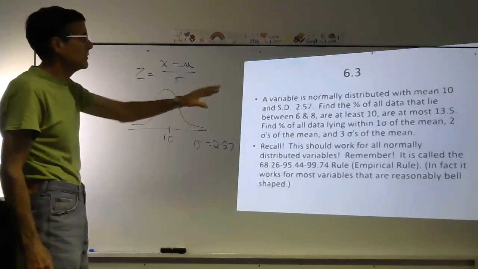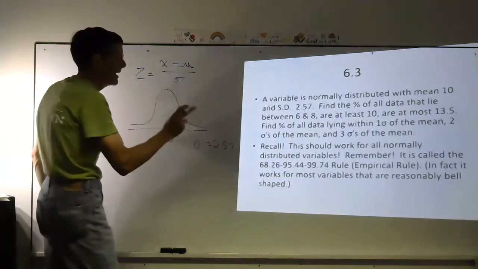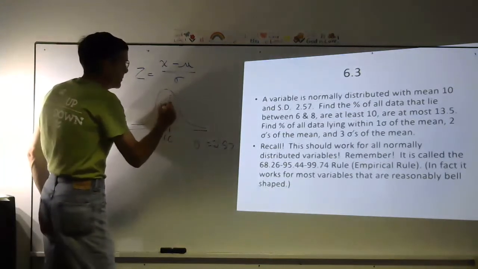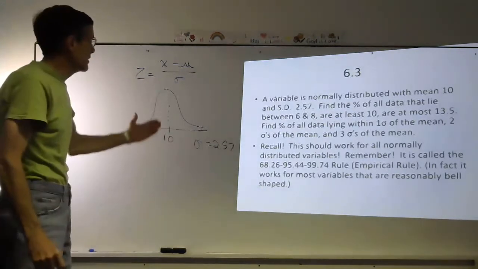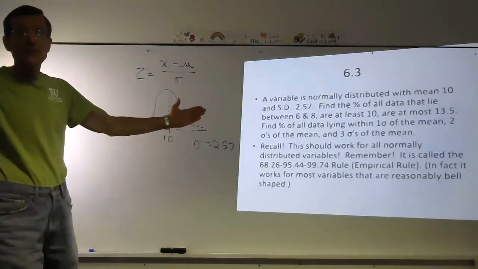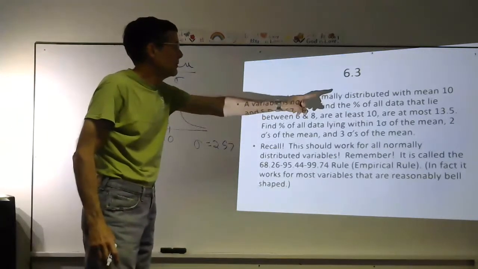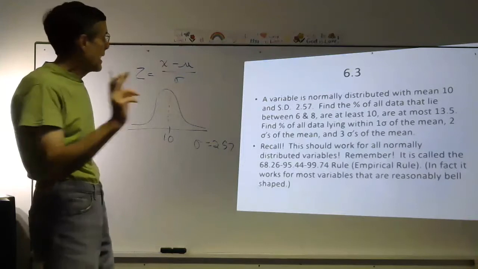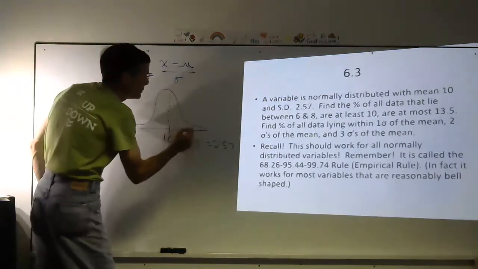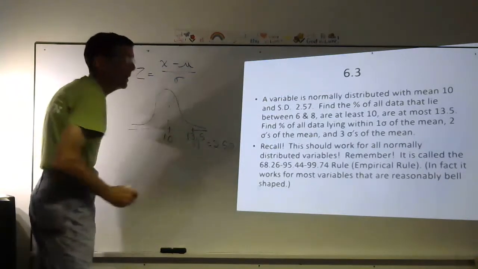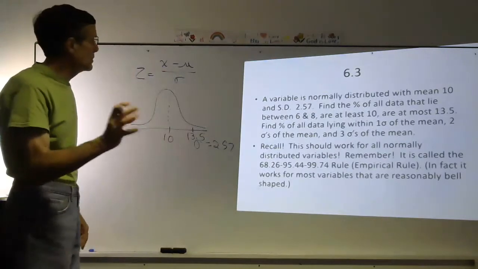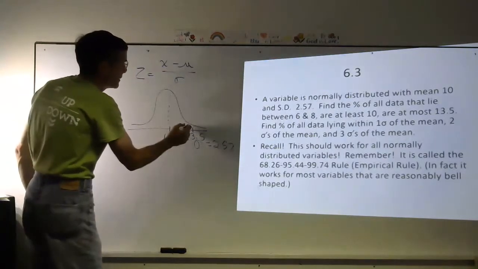All right, so let's do this next one. At least 10. What percentage of the data is at least 10? 10 is dead in the middle. That's got to be 50% of the data. At most 13.5. Over here is 13.5. If it's at most 13.5, it could be anything to the left.